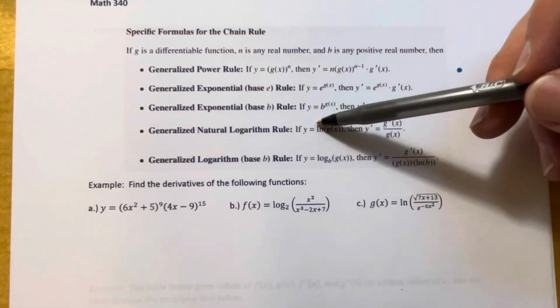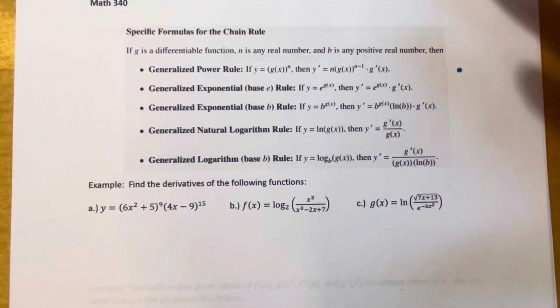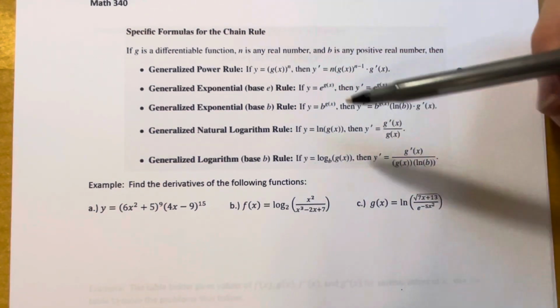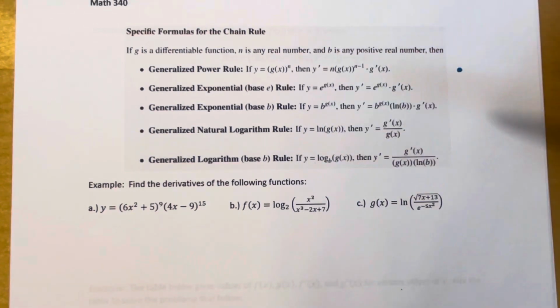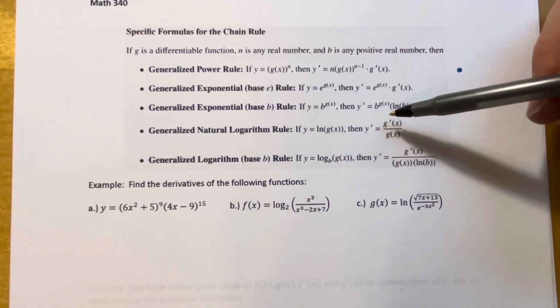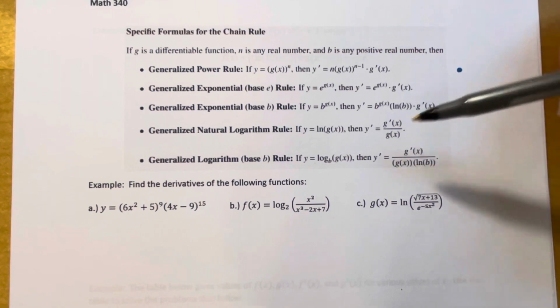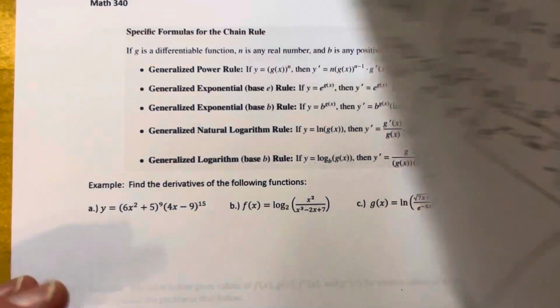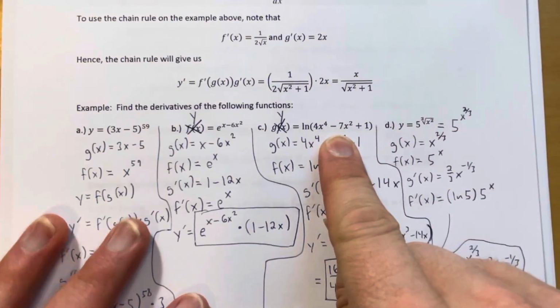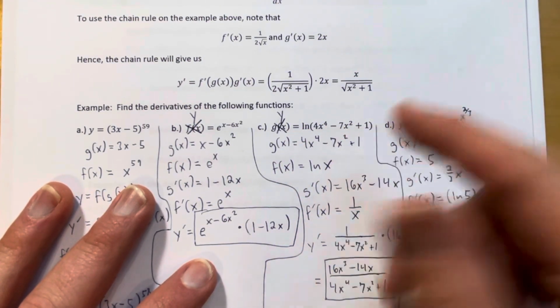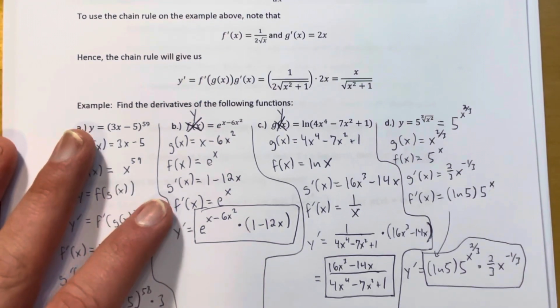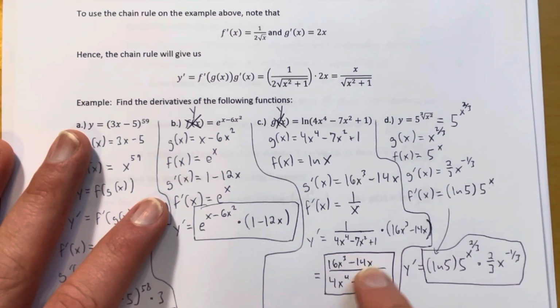The generalized natural logarithm rule is a very, very important one, and we use it a lot once we talk about integrals in chapter 4. But for this, if you have the natural log of some function g of x, then the derivative of that is just g prime of x over g of x. And we actually already saw that happen here, right? We had the natural log of some function of x. This is what we would be calling g of x on that other page. And the end result was g prime over g.